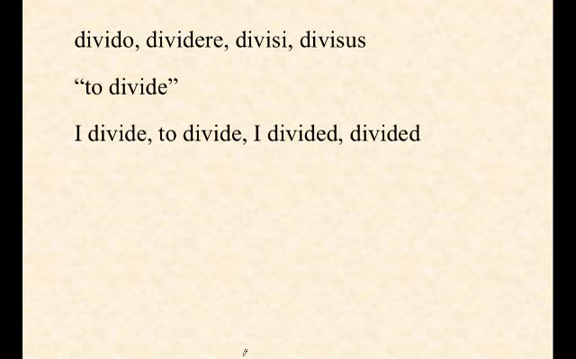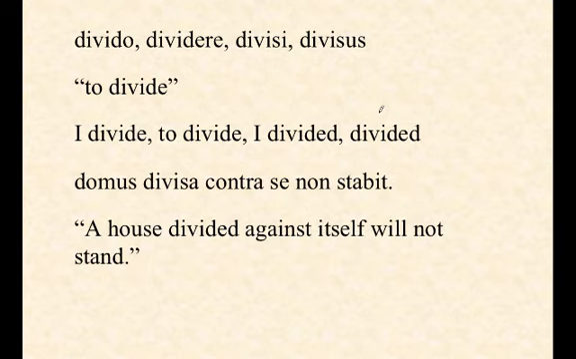It's the past participle from dividere. Gaul is all divided. Here's the principal part. The fourth principal part is the past participle. In the masculine, it would be divisus. So again, divido, I divide. Dividere, to divide. Divisi, I divided. Divisus, divided. Okay? Domus divisa contra se non stabit. A house divided against itself will not stand.